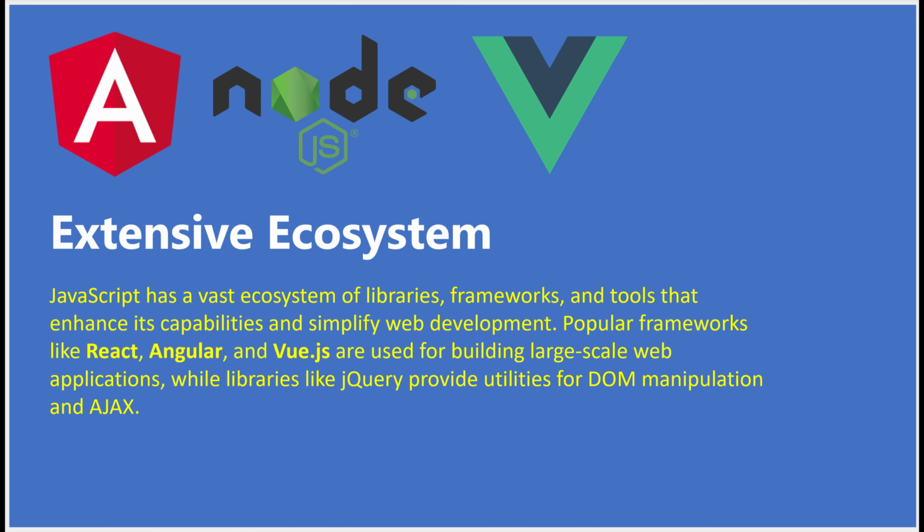The ecosystem of JavaScript is vast and continuously expanding. It boasts libraries, frameworks, and tools that enhance its capabilities and simplify web development. From popular frameworks like React, Angular, and Vue.js for building large-scale web applications to libraries like jQuery for DOM manipulation and Ajax, JavaScript's ecosystem is a treasure trove for developers.